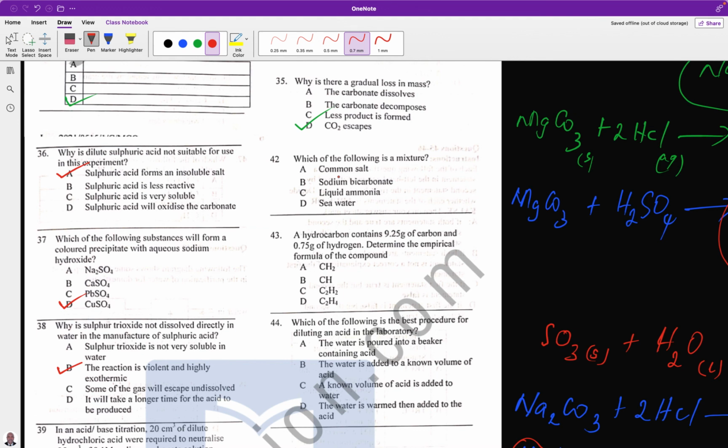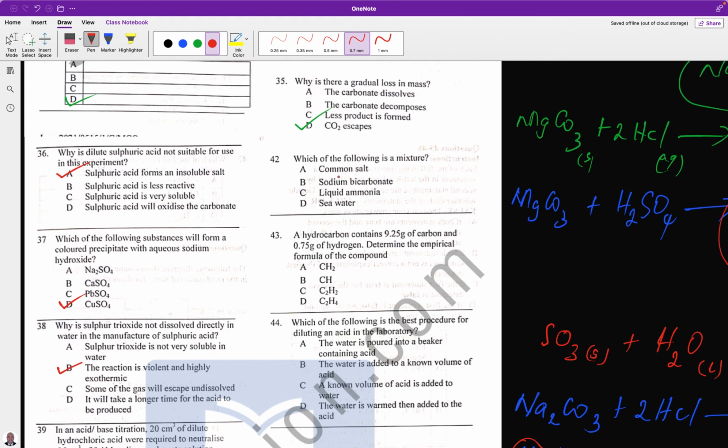A mixture contains two or more elements or compounds in different proportions. Mixtures do not have a chemical formula. Examples of common mixtures are seawater and air.